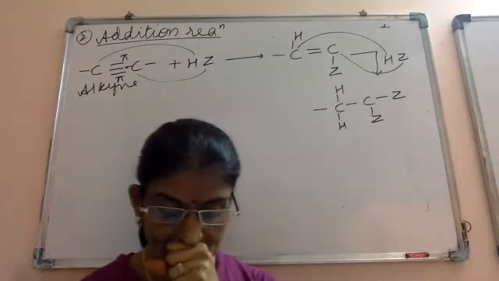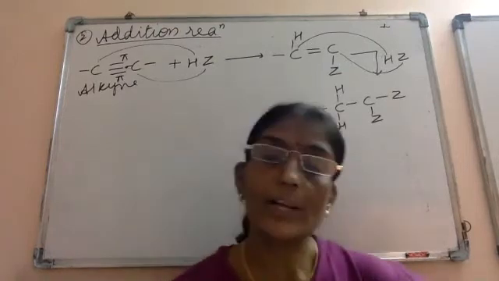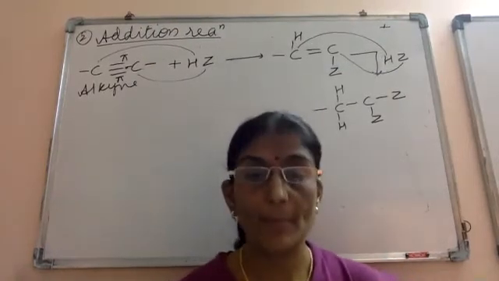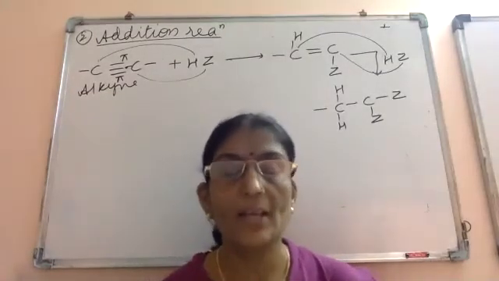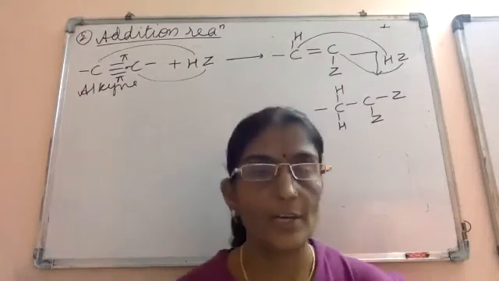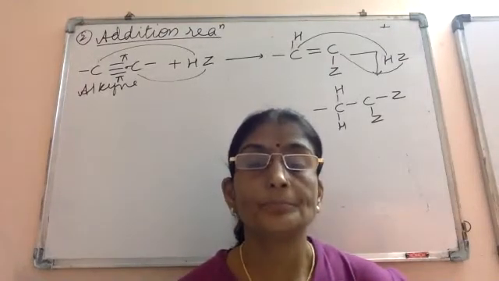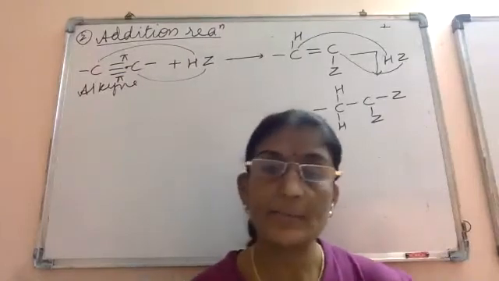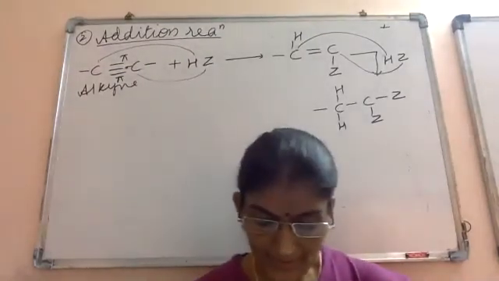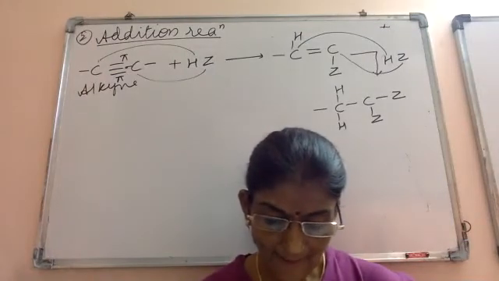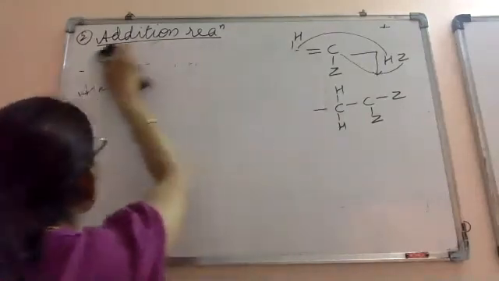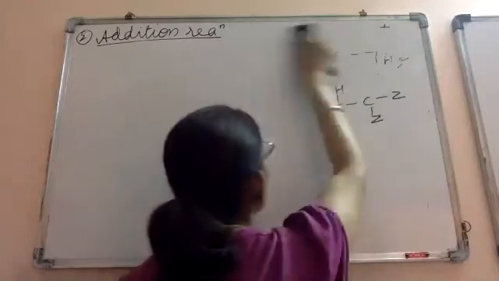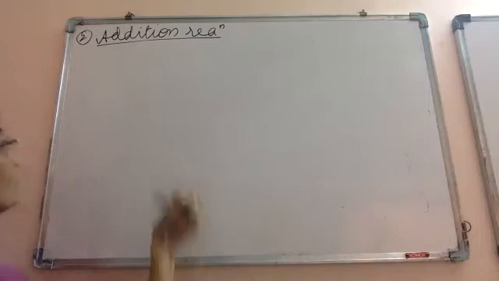Addition always takes place according to Markovnikov rule. Remember Markovnikov rule? Electronegative part of the reagent will add to the carbon having less number of hydrogens. So here also we have to follow Markovnikov rule while adding unsymmetrical reagent. One by one we'll discuss how this addition takes place. First is addition of hydrogen. This we had done in the preparation of alkene. Addition of hydrogen.